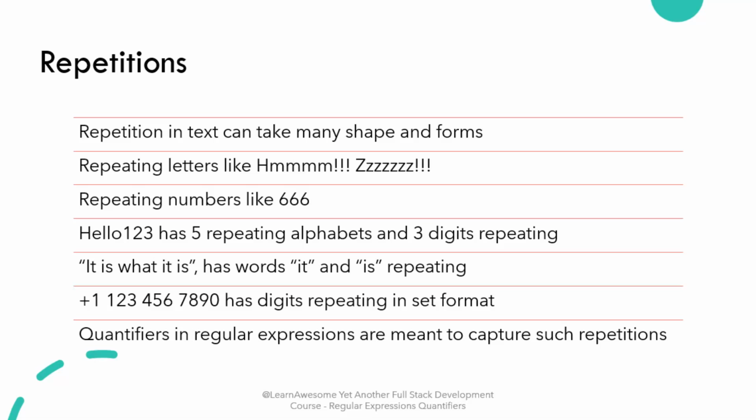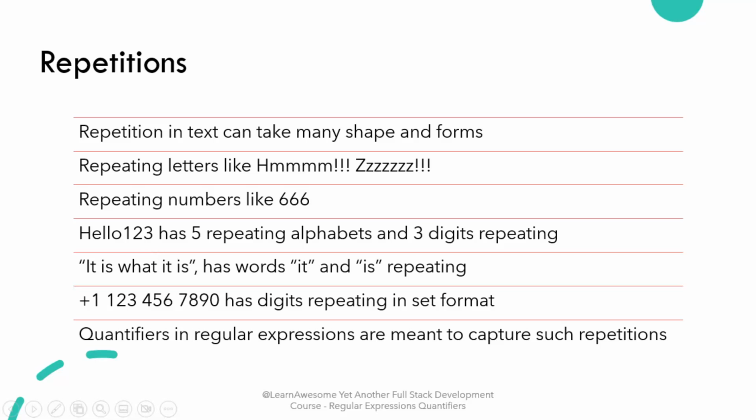Now, when I say repetition of letters or digits, I can mean repetition of a single character like M or Z, repeating in or Z, or in case of numbers, we can say 666. But I can also mean a sequence of letters or digits repeating multiple times. So in say hello 123, you would see we have alphabets repeating 5 times, followed by numeric digits repeating 3 times.